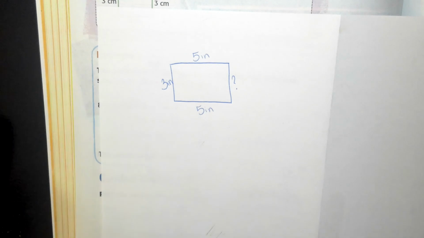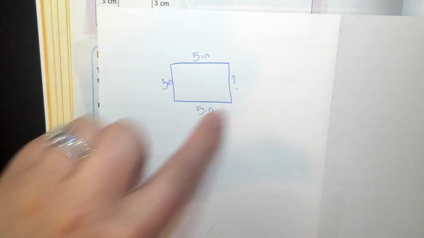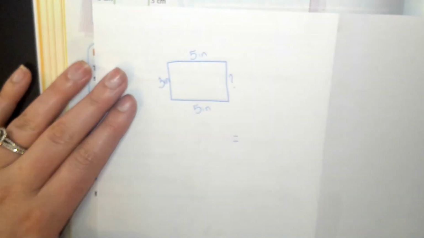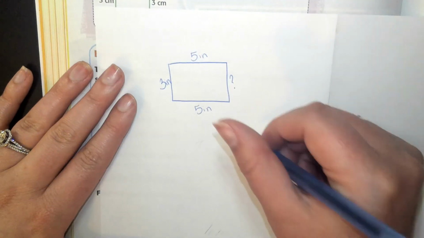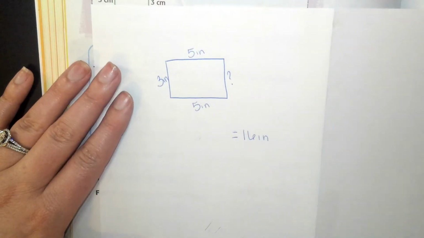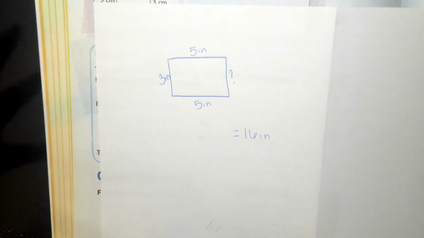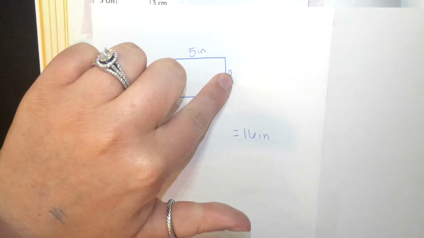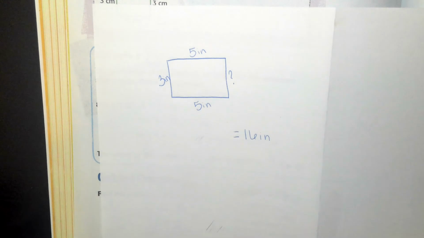There we go. Okay, so how am I going to find this missing side length if I told you that the perimeter of the entire shape was, let's see, 16 inches? Okay, so I'm telling you the answer is 16. I know that the perimeter of this shape is 16. I don't know this missing side here. So how am I going to find it?